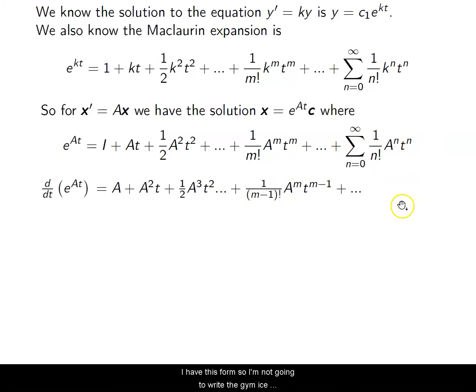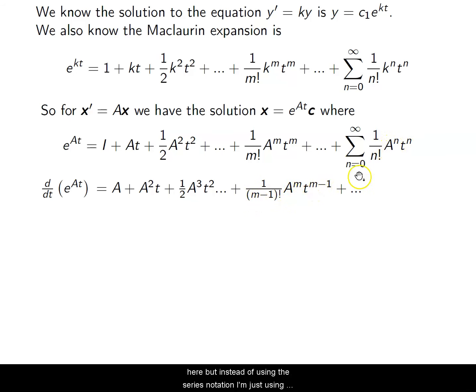So I'm not going to write the generalized form, but the generalized form would be easy, right? This would be 1 over n minus 1 factorial, A to the n, t to the n minus 1, which is my generalized form that I have here.